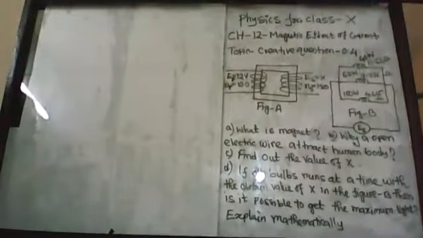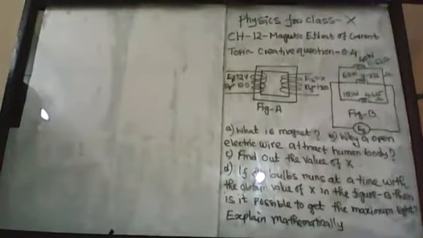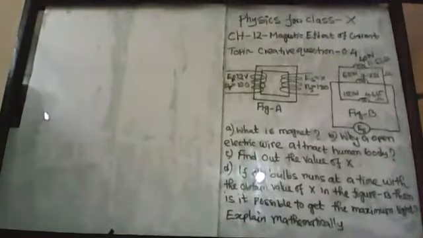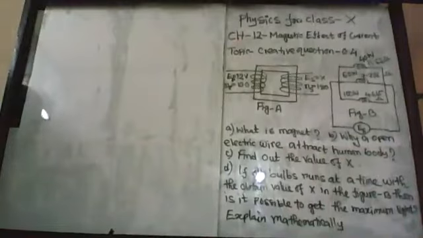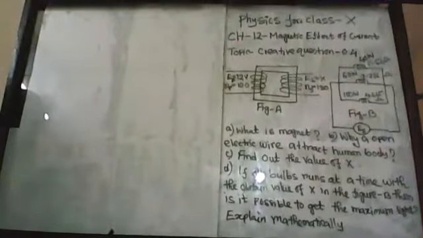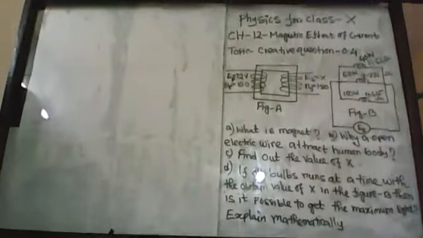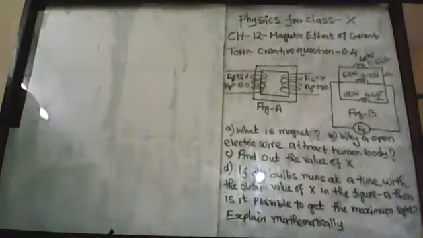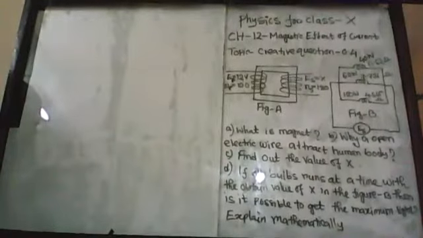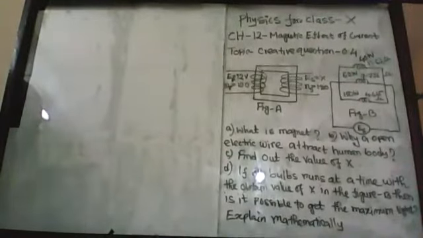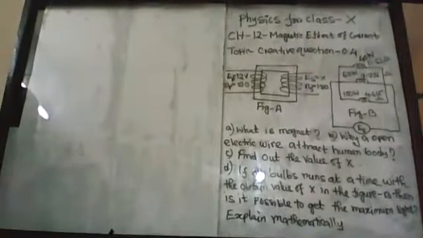There are two stems given, with two figures. One is a transformer. In this transformer, the primary voltage is 12 volt and the number of coils in the primary is 100. The secondary voltage is unknown, so it is said to be X, and the number of coils in the secondary is 180.